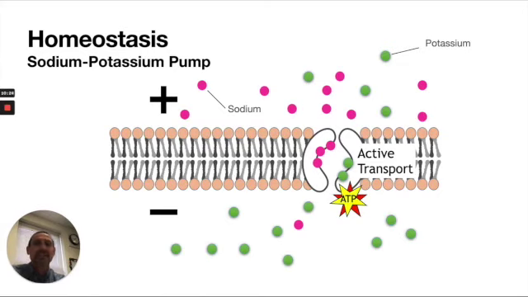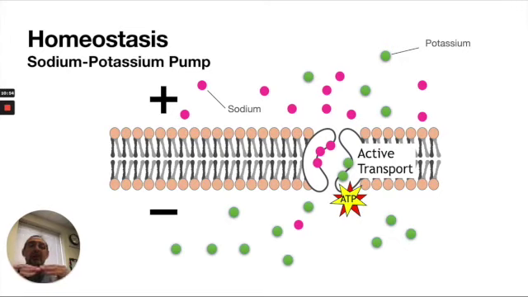Here's an example of the sodium-potassium pump for nerve cells. So nerve cells are pumping against the concentration gradient, pumping sodium out of the cell and pumping potassium into the cell. You'll notice that 3 atoms of sodium are pumped out for every 2 atoms of potassium that are pumped in, and it requires ATP to do that. As a result, there's a positive charge on the outside of that nerve cell and a negative charge on the inside of that nerve cell.